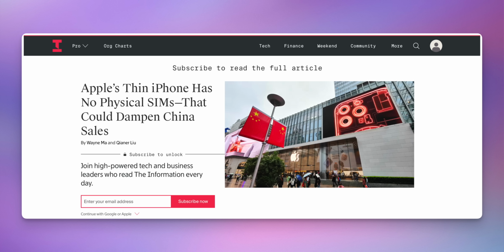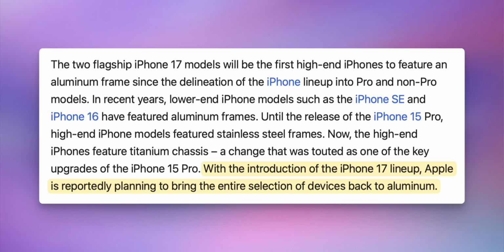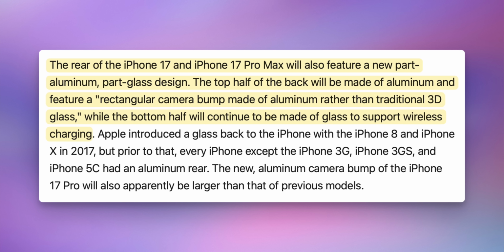So this rumor, which actually comes from The Information's Wayne Ma, who's been pretty accurate in the past, says that these could be the first Pro iPhones to feature an aluminum frame, and that the rear might also feature a half aluminum, half glass design. He says the rear camera bump is said to be made of aluminum and the bottom half of glass, which of course is needed for wireless charging.